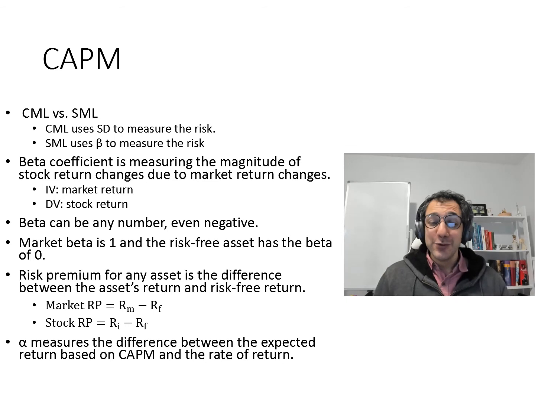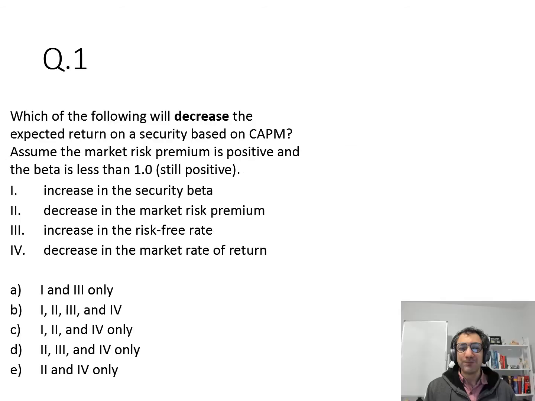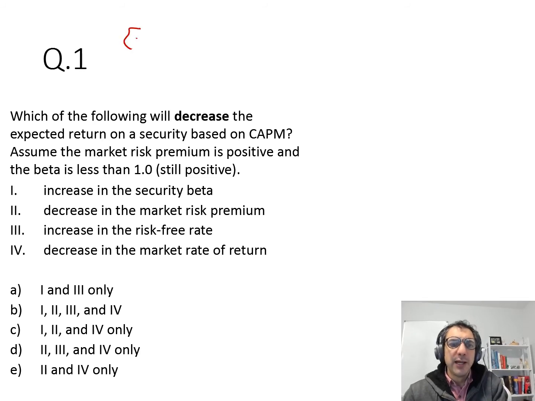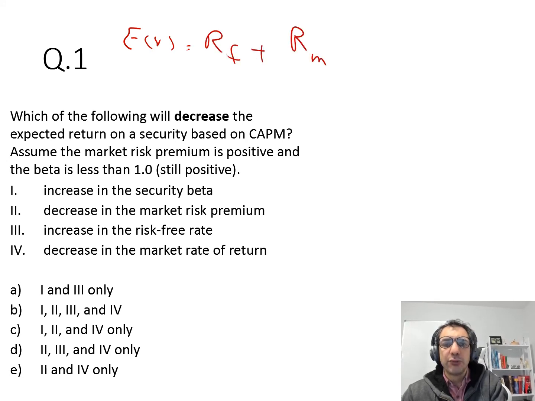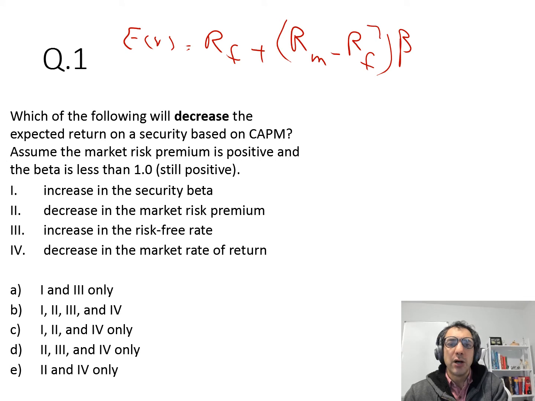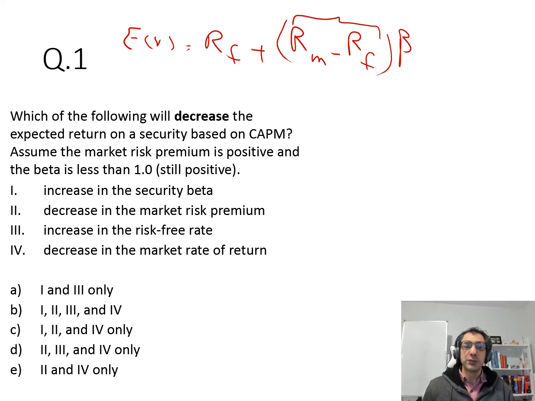Now, let's look at the questions from this module. Here is the first question. We talk about the CAPM and we learned that based on the CAPM, the expected return for any stock should be the risk-free rate plus the market return minus the risk-free rate multiplied by beta. We also call this RM minus RF, market risk premium.